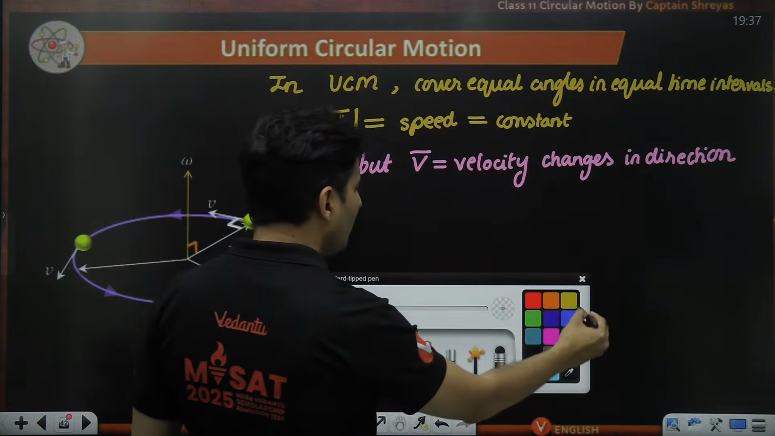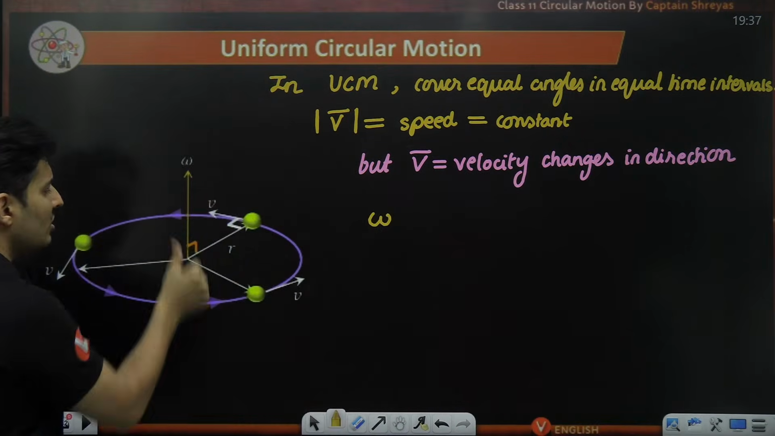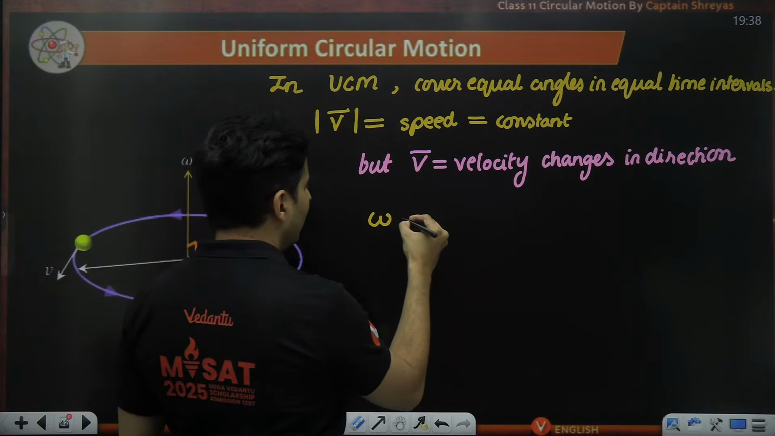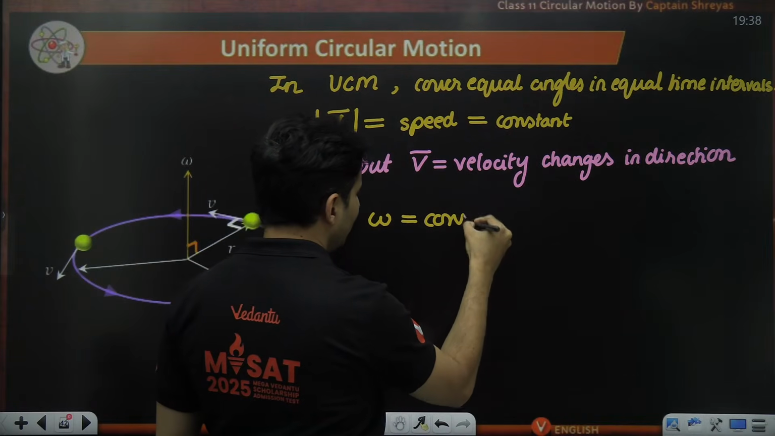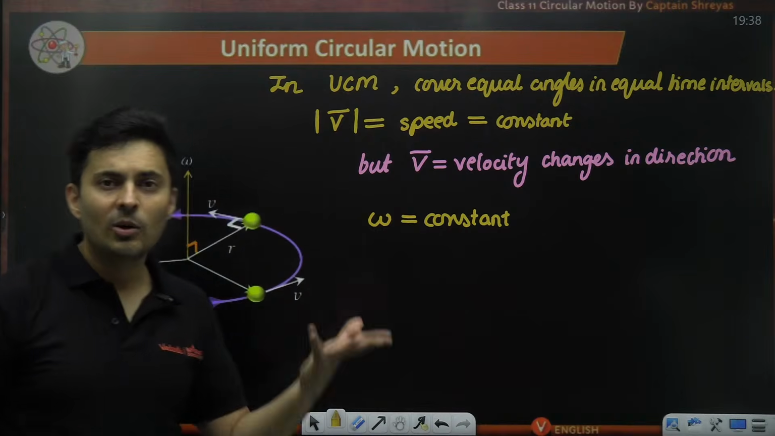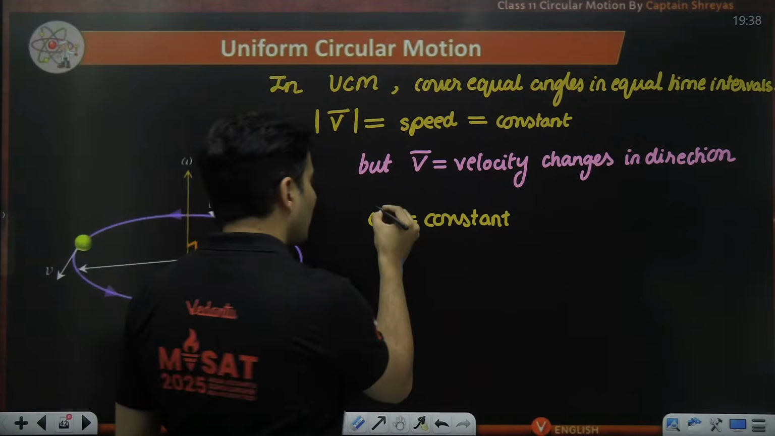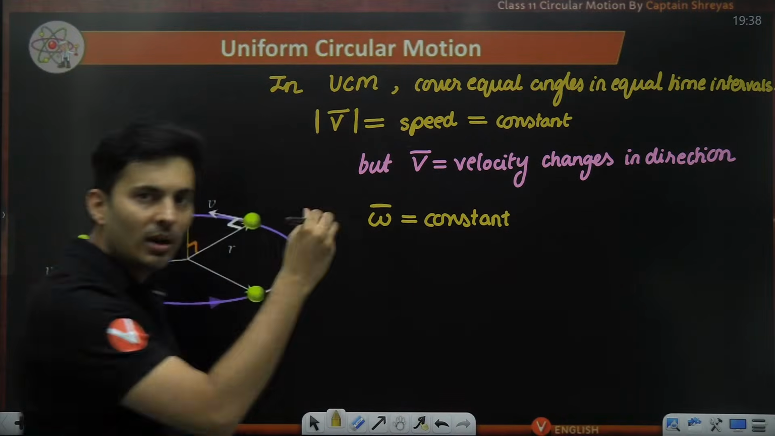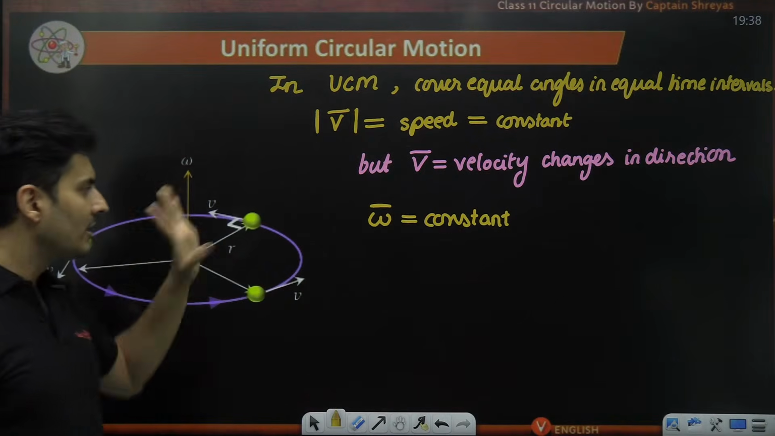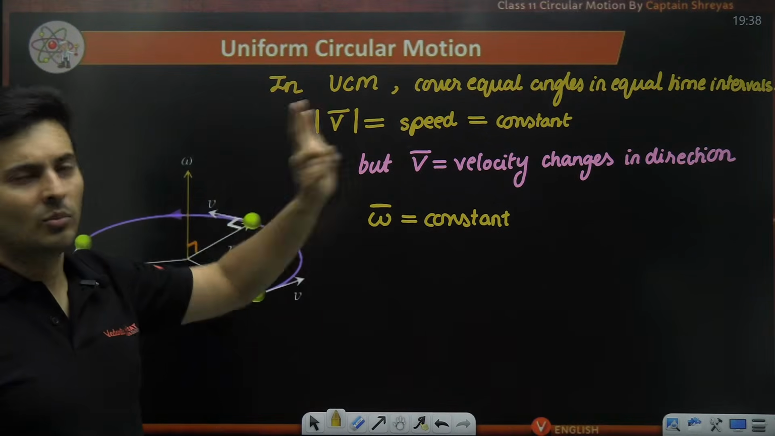Similarly, if you ask me, omega always remains the same. It is always going to be up. As it revolves, the vector will always be up. So omega is going to be constant because it covers equal angles in equal time intervals. Omega is angle by time, equal angle, equal time. So omega is constant even vector wise. It will not change in length, nor will it change in direction. This is very, very important regarding uniform circular motion.